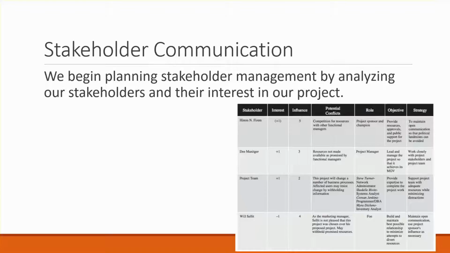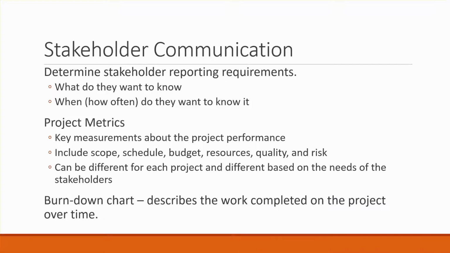Now, potential conflicts: we want to look at anything with that particular stakeholder that can end up causing us some concern, things that we should be aware of, things we should look out for, their role, the objective, and then of course the strategy that we're going to use to keep them informed and to keep their expectations set. Because remember, stakeholder management and communication is all about making sure expectations are set and maintained, and that we communicate that with our stakeholders. So we also need to determine stakeholder reporting requirements.